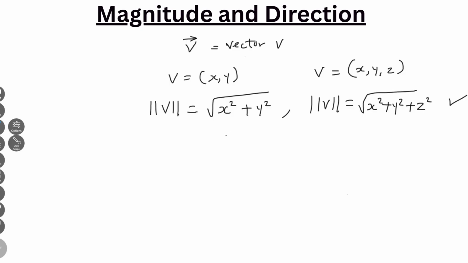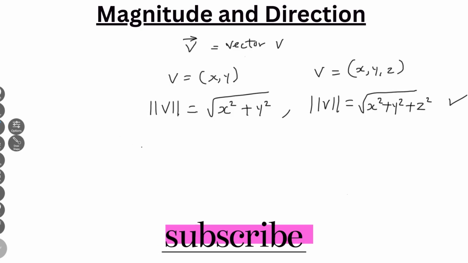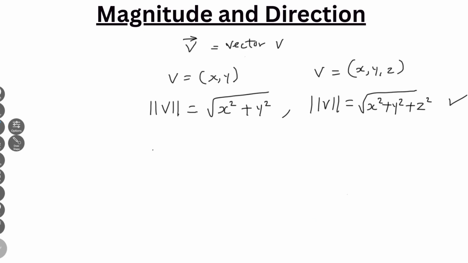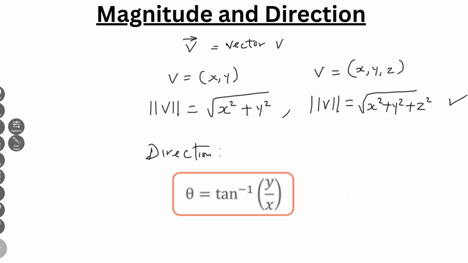To find the direction of the vector, the direction is the angle it makes with the axis. Together, magnitude and direction make vectors powerful tools for describing motion, forces, and more. To find the direction, which is the angle, theta equals tan inverse of y over x.